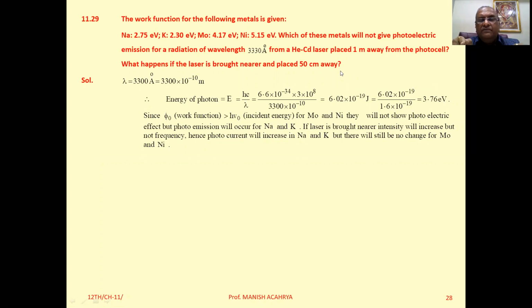But now for those two photocells, what happens? When the distance decreases, the intensity increases. And due to that, the photoelectric current will increase. Clear to all of you?